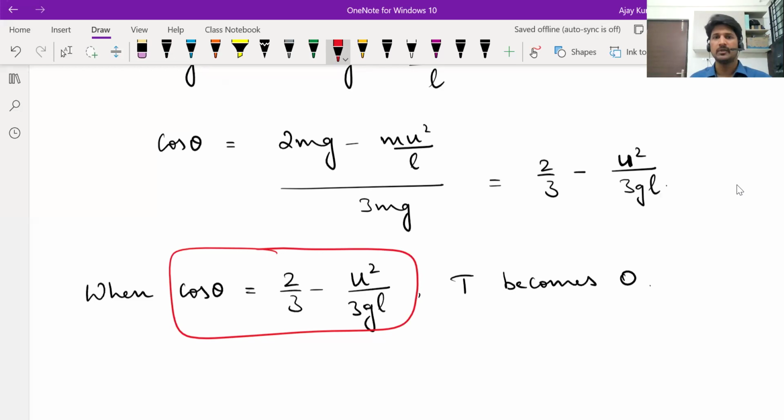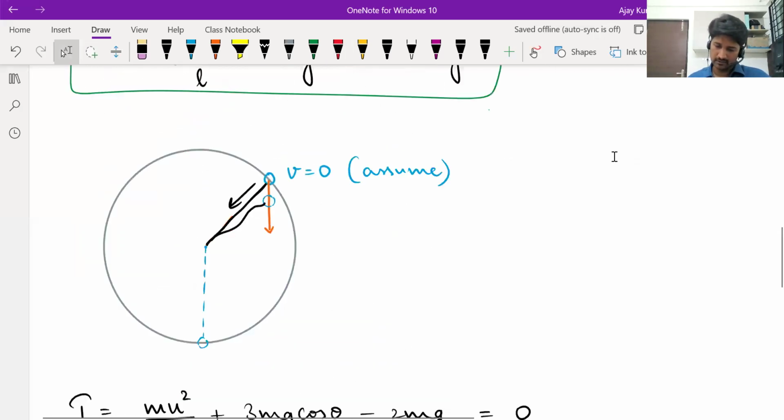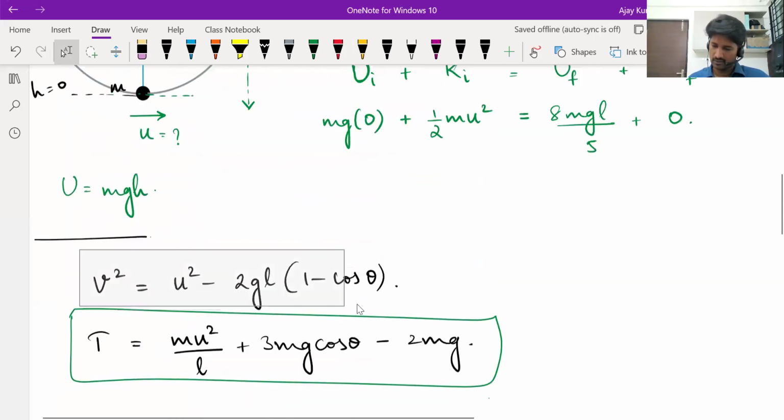Now what we will do is substitute this value of cos theta in the speed formula and check if speed also becomes 0 at the same point. Because we know if speed becomes 0 anywhere in the upper half, tension has to become 0 at that instant. So we first found out where tension becomes 0. Now we'll check whether speed becomes 0 there or not. Now the speed formula that we have is v square is equal to all this.